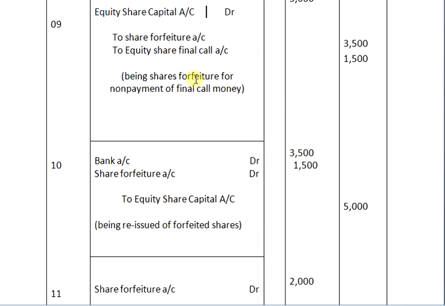When the shares are forfeited, again we are making the reissue. So reissue, what happens here? Bank account debit. How many shares are we reissuing? The entire forfeited shares of 500. 500 into 7, it becomes 3500.